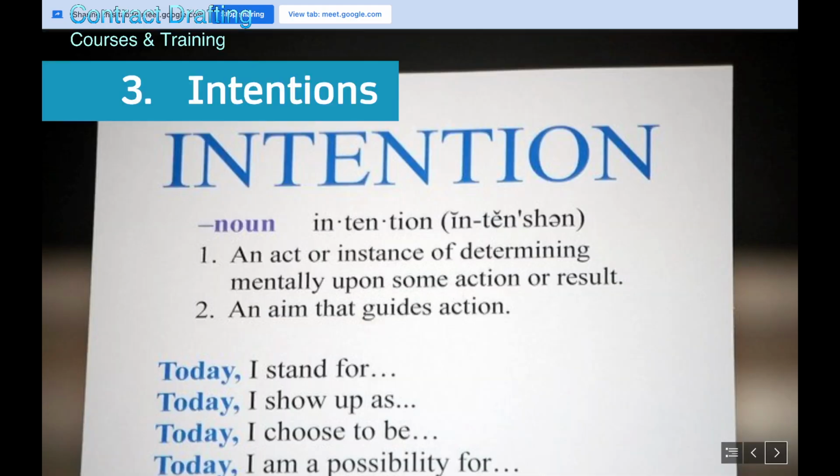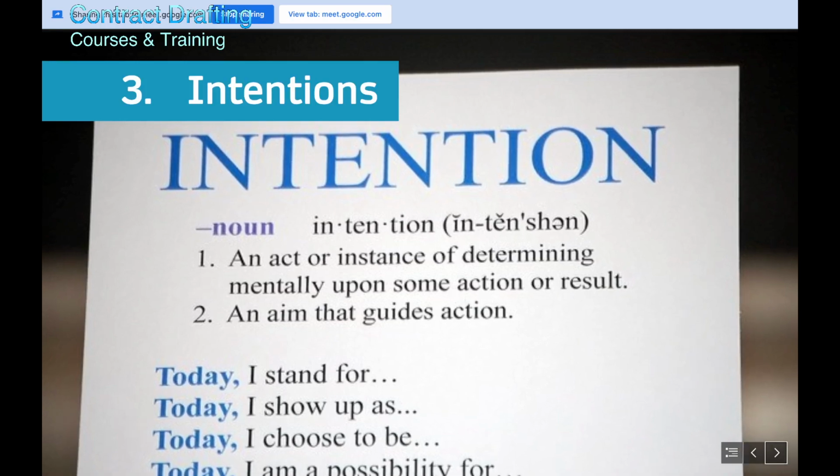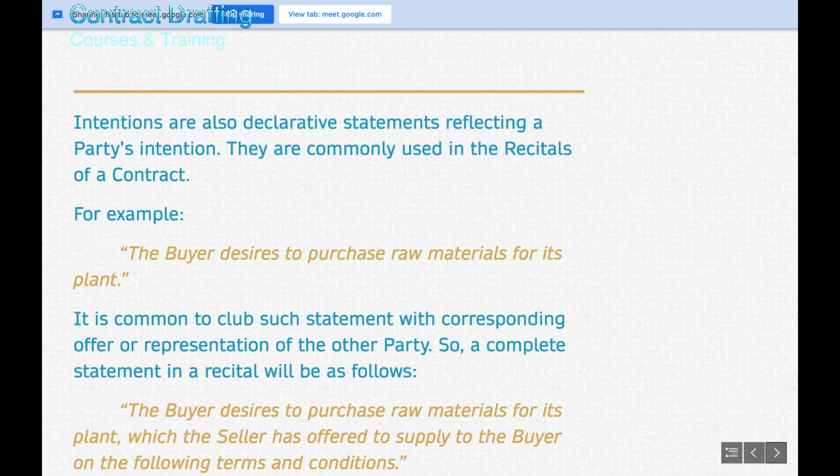Now, similar to declarations, there's intention. Intentions are declarations reflecting the parties' intention, and they are commonly used in the recital part of a contract. For example, the buyer desires to purchase raw materials for its plant, and the standard way which old contracts show is that these kinds of statements are often clubbed with representations.